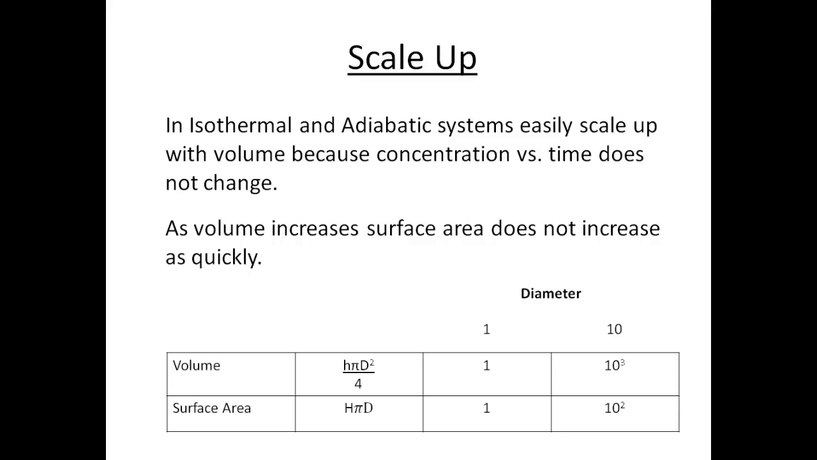If we start with a reactor with a diameter of 1, whose volume and surface area are also 1, when we increase the diameter by a factor of 10, our volume increases by a magnitude of 3, and the surface area only increases by a magnitude of 2.